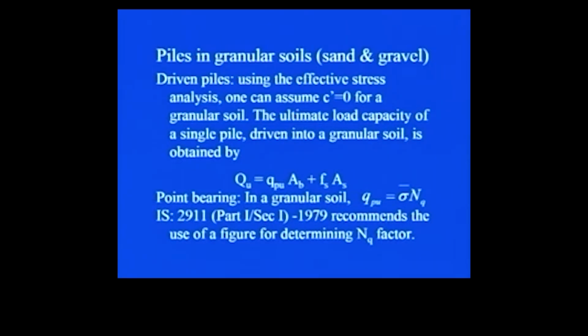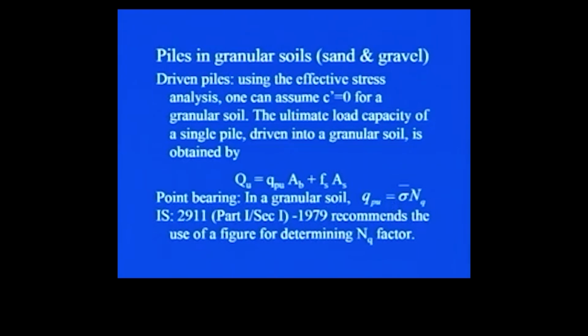granular soil. So, the ultimate load capacity of a single pile driven into the granular soil can be obtained by using this general expression, that is Qu is equal to Qpu Ab plus fs into As. So, first let us see how we can find out this point bearing, this Qpu, that is the point bearing unit resistance. In a granular soil, as we know, we had a general expression in which 3 terms were there, and the last term, we said, is very small as compared to the other 2 terms.